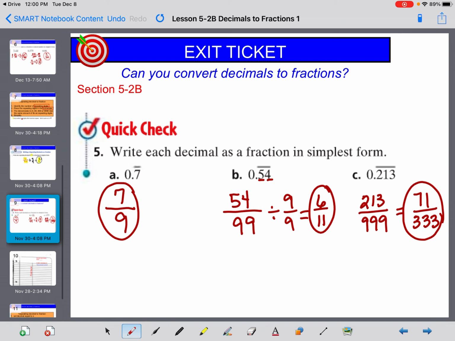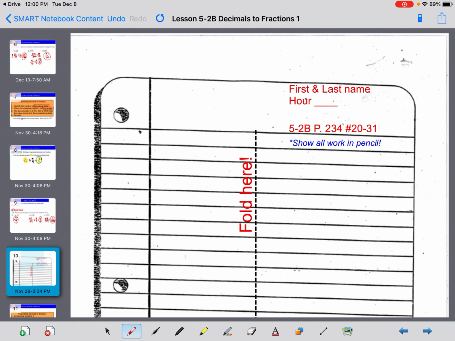All right, give a go on your homework, which is on page 234.